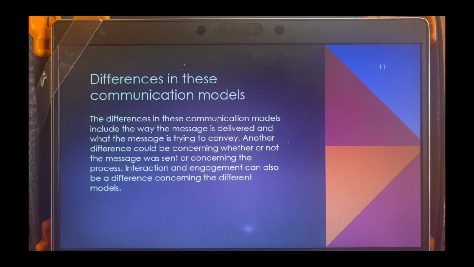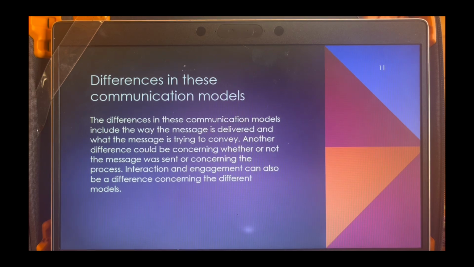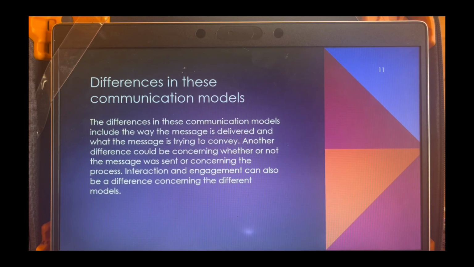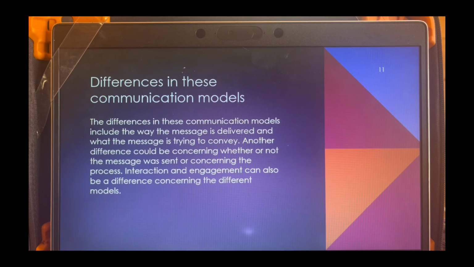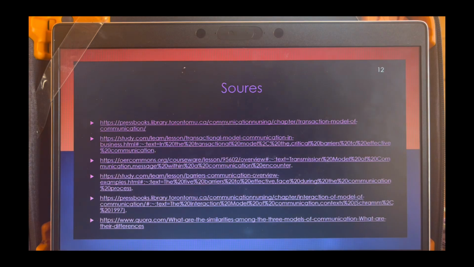Differences in the communication models. The differences in these communication models include the way the message is delivered and what the message is trying to convey. Another difference could be concerning whether or not the message was sent or concerning the process. The interaction and engagement can also be a difference concerning the different models.